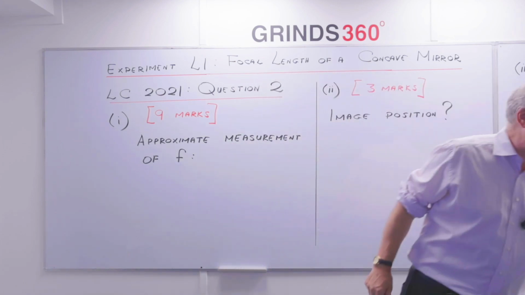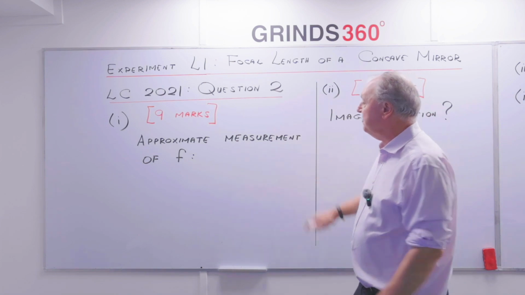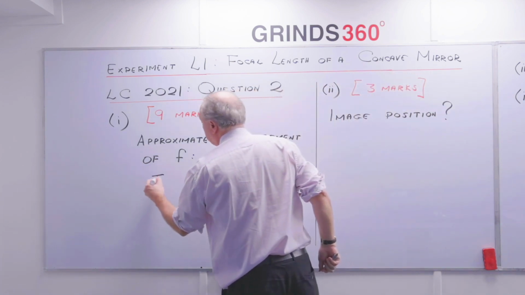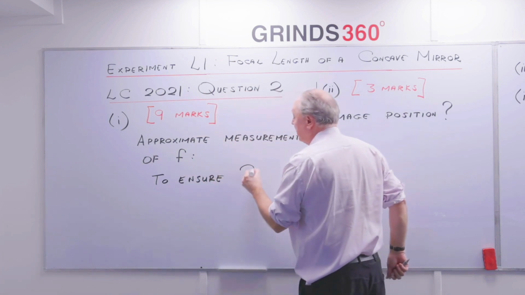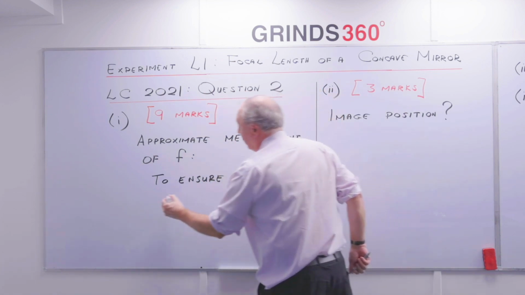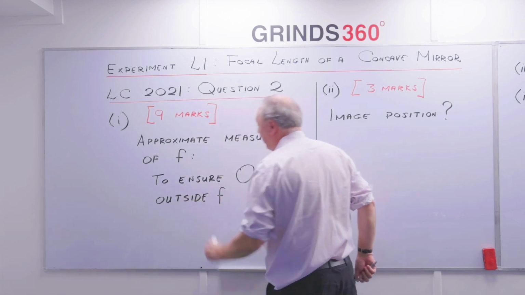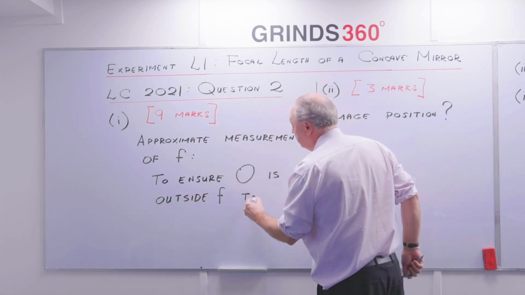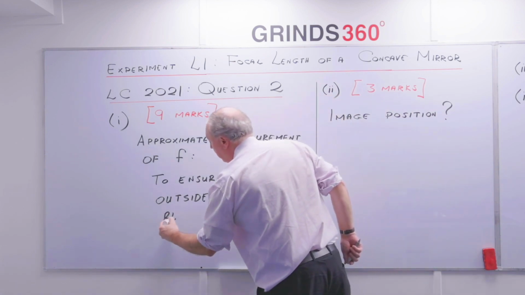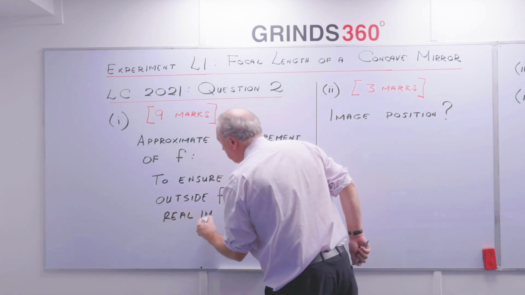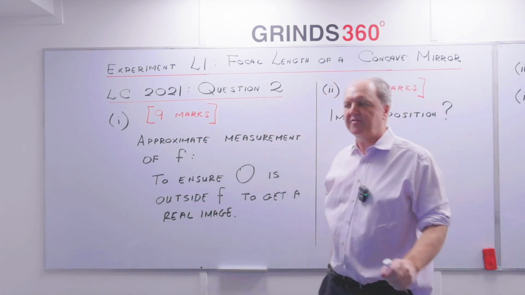So basically, I'm saying here, why did I need to make that approximate measurement of F? To ensure the object O is outside the focal length F to get a real image. That's fine. So 9 marks for that.